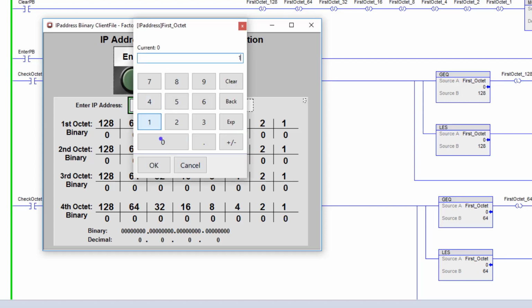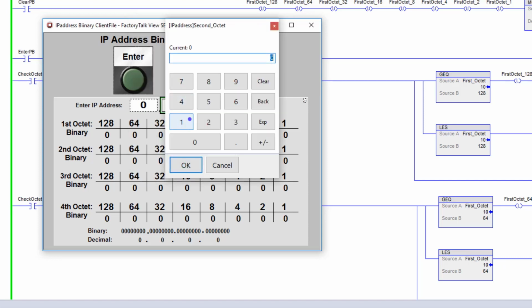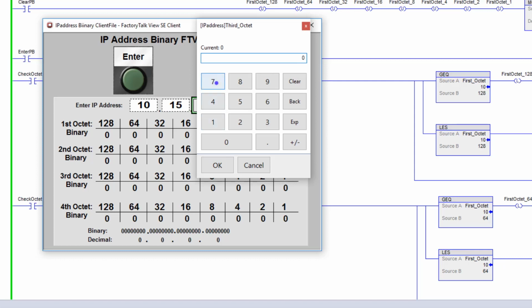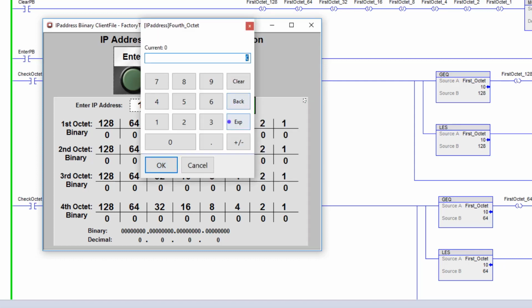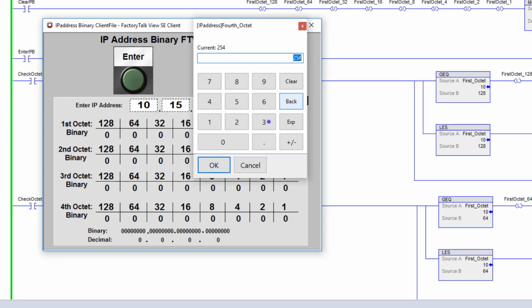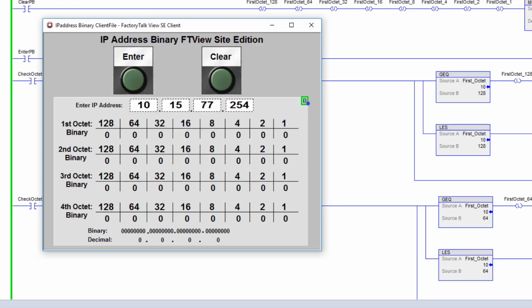Now let's do something completely different. Let's do 10. Let's do 15. Let's do 77. And let's do 254. Now generally you wouldn't go 254. And I put a little thing over here so that I can go off and not highlight everything. So let's load that in there. Okay, so we've loaded that in there, and we're going to now calculate our binary.